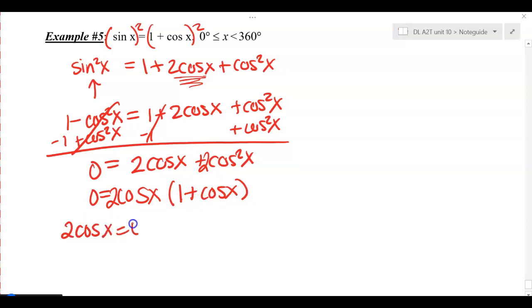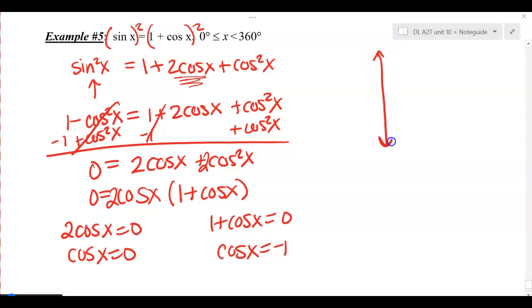And I'm sorry, I'm going through this one a little bit quicker because all these steps are exactly the same as the one we did before. But if you have questions, definitely message me and ask. So this becomes cosine x equals 0. This becomes cosine of x equals -1. When we look at where this occurs, cosine equals 0 at 90 and at 270, and the cosine equals -1 at 180.